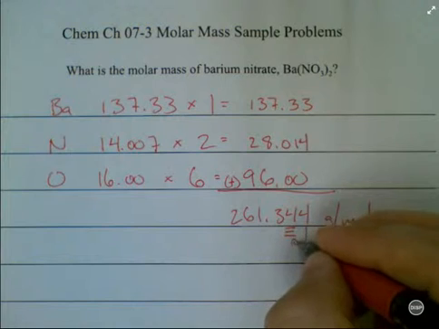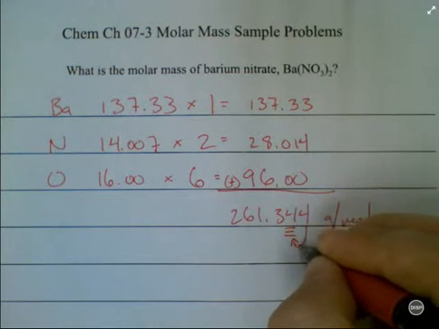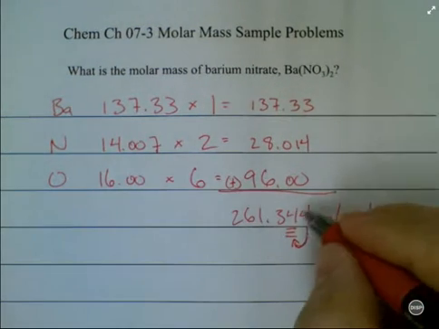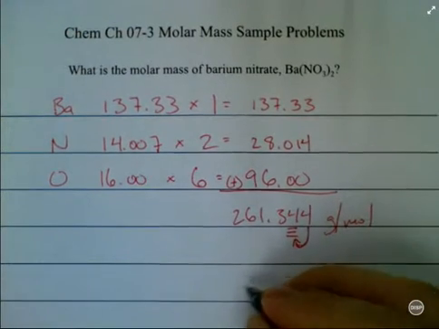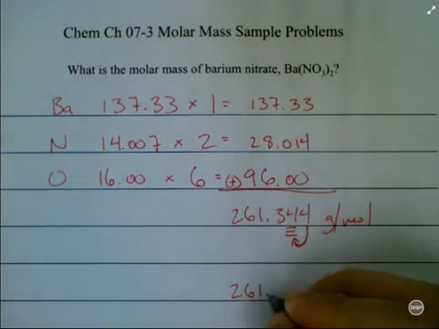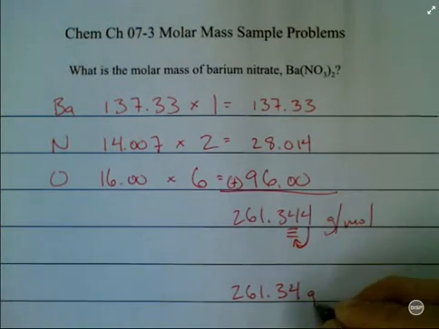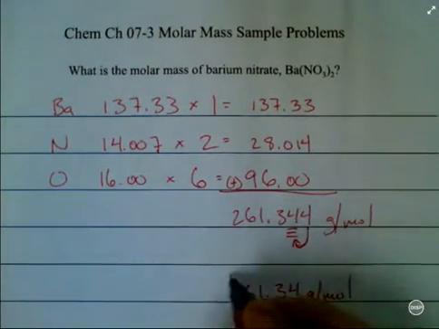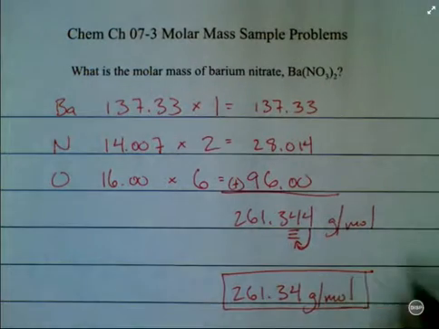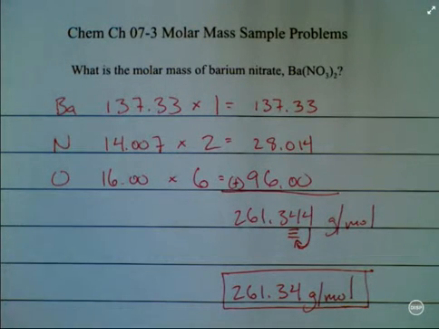This 4 indicates that we are not going to round this 4 up. We're actually going to keep it the same. So the value that I'm going to record for my final answer here is 261.34 grams per mole.